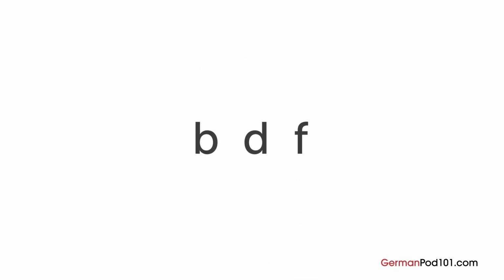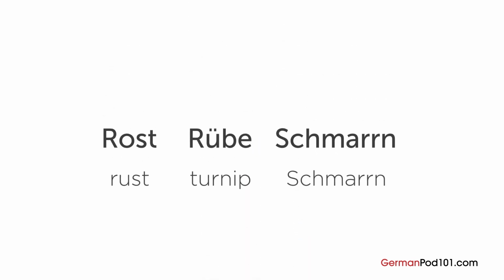Now let's take a look at German consonants. Like vowels, German consonants are predominantly similar to English. B, D, F. Other consonant sounds, however, may be a little more challenging. Rost, Rübe, Schmarrn. These are the sounds that you need to focus on perfecting. Okay, let's move on.